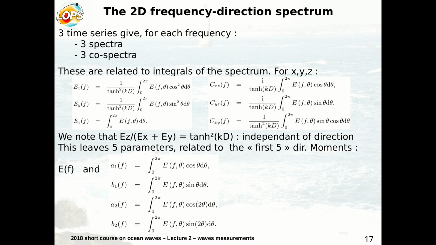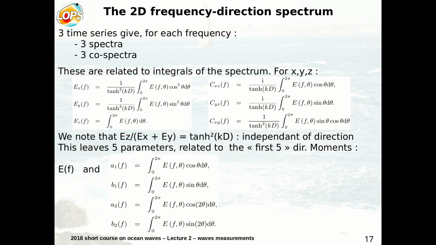For example, you can take EZ and divide it by EX plus EY. And you see already that if you take EX plus EY, you have cosine squared plus sine squared, which would always be equal to 1. And so this ratio is actually not a function of direction at all. And in theory, it should be equal to this tanh KD function. So it's only a function of water depth. It tells you if the ellipse of the motion is flat, like in shallow water, or it's circular, like in deep water. In deep water, this should be equal to 1, and in shallow water, it's something smaller. And so this quantity is also called the check ratio.